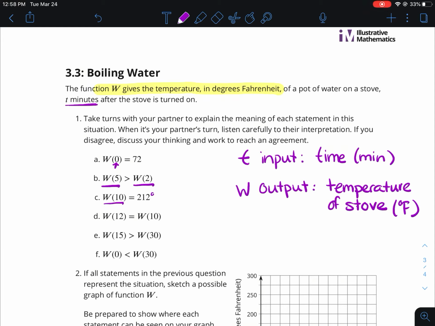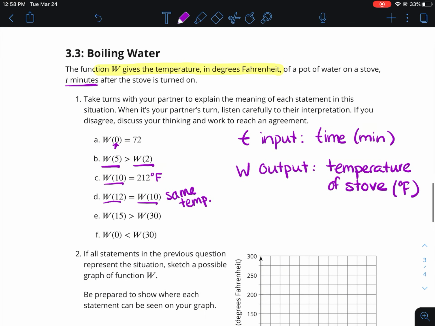The temperature after 10 minutes is 212 degrees Fahrenheit. The temperature after 12 minutes is the same as the temperature after 10 minutes. That makes sense because it probably was heating up until it was 212, which is boiling for Fahrenheit, and it's 100 degrees Celsius boiling, 212 for Fahrenheit boiling. So that makes sense that it would stay the same after that.